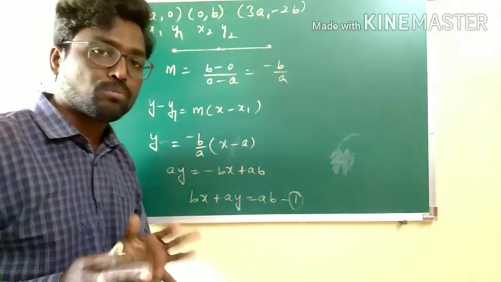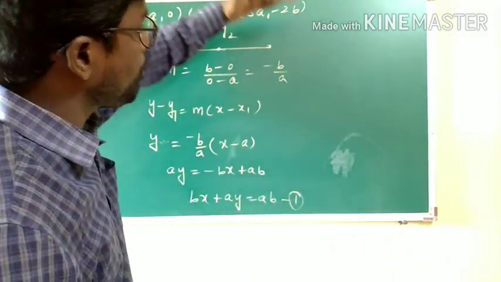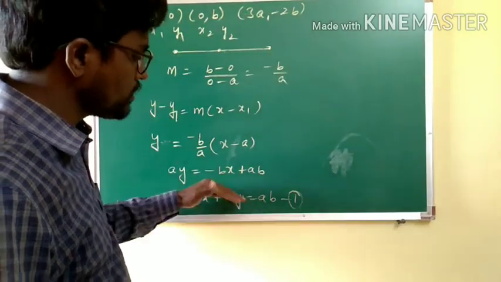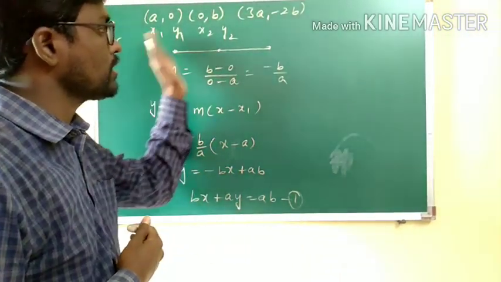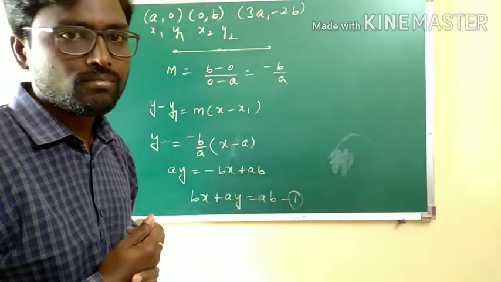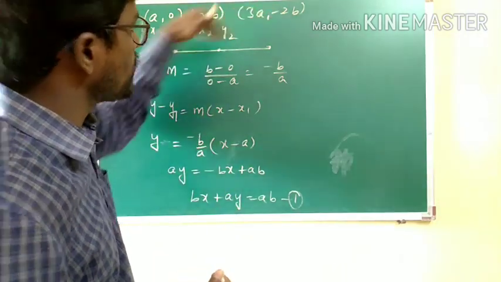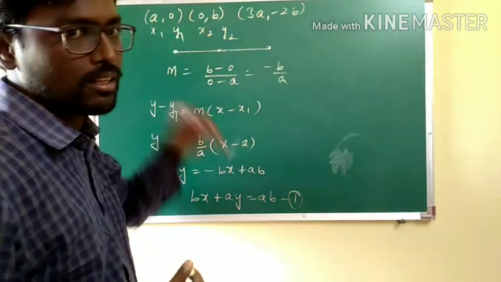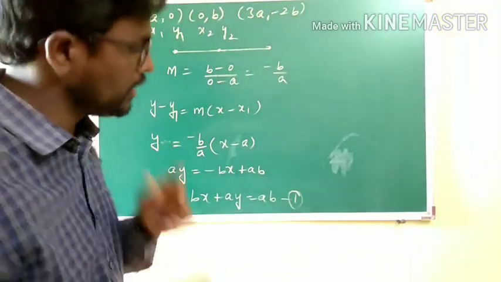Now we are supposed to prove this point is going to satisfy this line, and hence we can say these 3 points are collinear. Because when this point is also on the same line, it must definitely satisfy it; only then do we say it is collinear. That is the logic here.